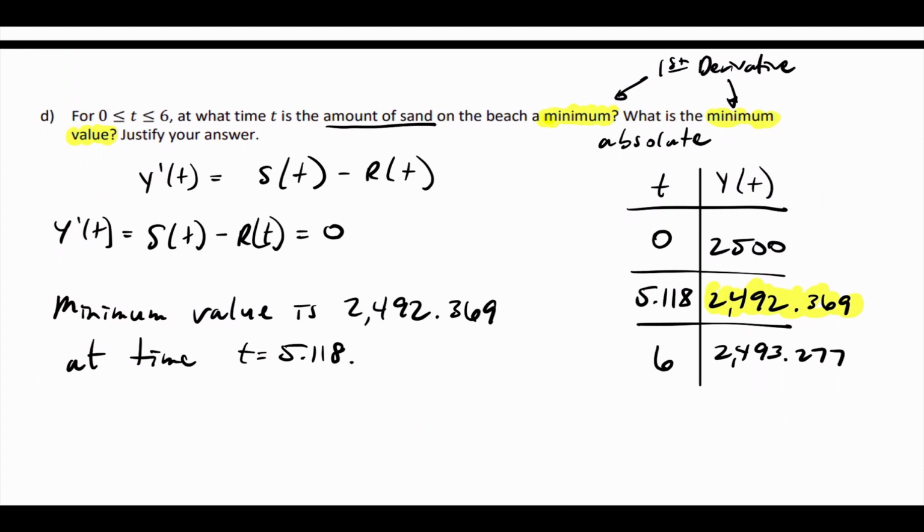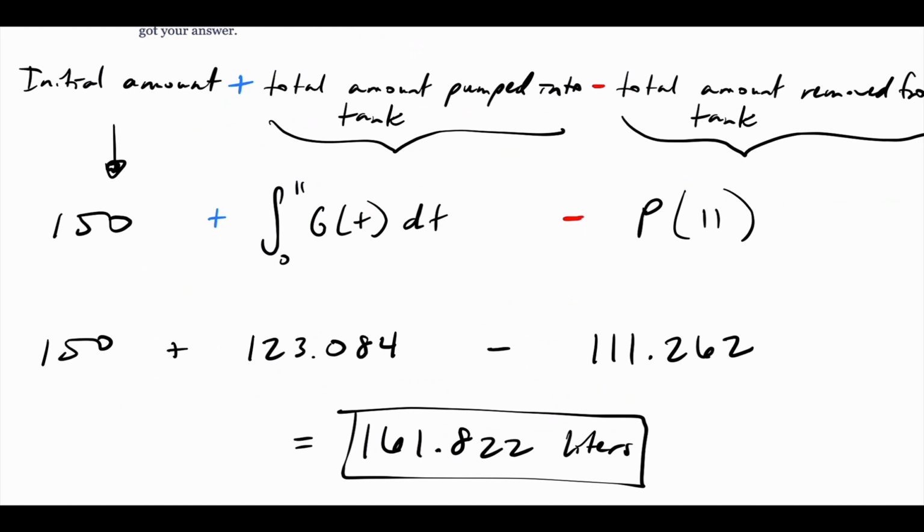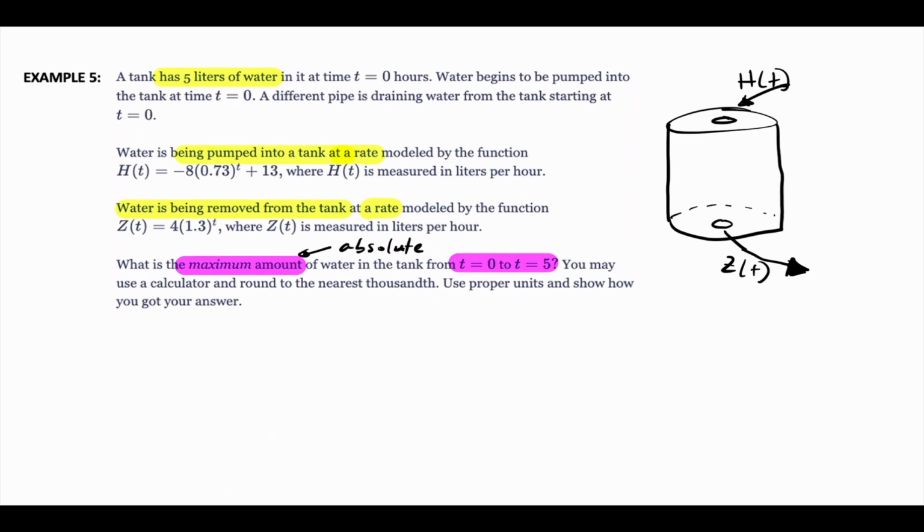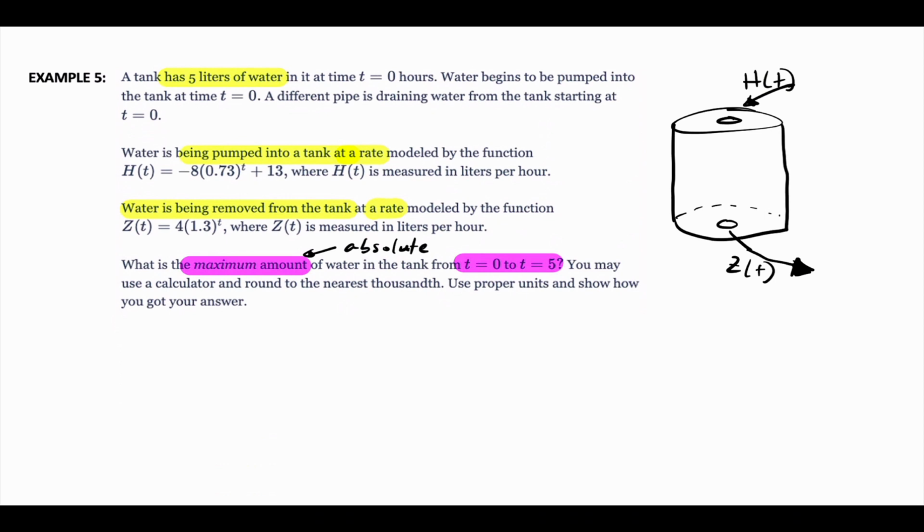They want to know what was the total amount of sand on the beach. This one wants to know the maximum amount of water in the tank. It's the same question, okay? It applies exactly the same. Just because it's a water tank instead of a beach, it doesn't matter. It's the same problem. You have 5 liters already in the water tank.